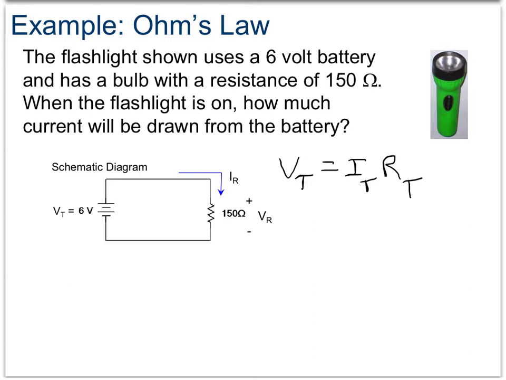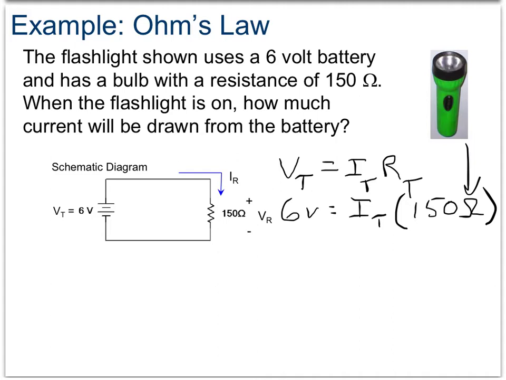If you're doing the total system, I would use these subscript T's. Our volts here are 6, so we're going to replace this with 6. Our current, we don't know, so we're trying to figure out how much current is being drawn. The resistance, we have 150 ohms. This is supposed to be the symbol for ohms, which I drew poorly just now.